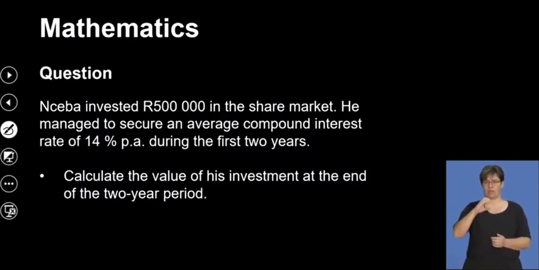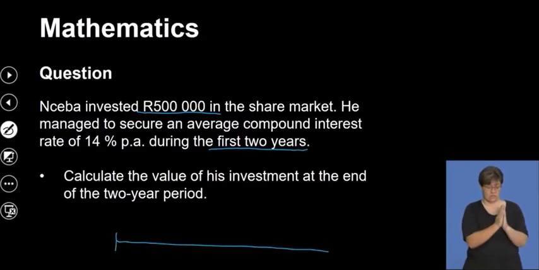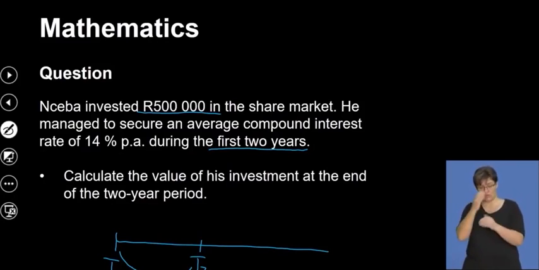Now, Nceba invested 500,000 in the share market. He managed to secure an average compound interest rate of 14% per annum during the first 2 years. So this is for 2 years. For the duration of the investment, which we do not really know, the first 2 years, Nceba accumulated interest at 14%, which was given to him as compound interest. Calculate the value of his investment at the end of the 2-year period.